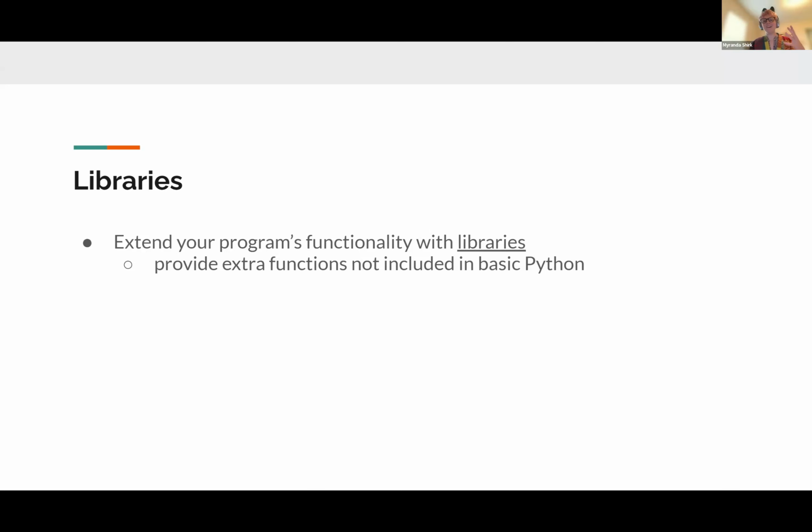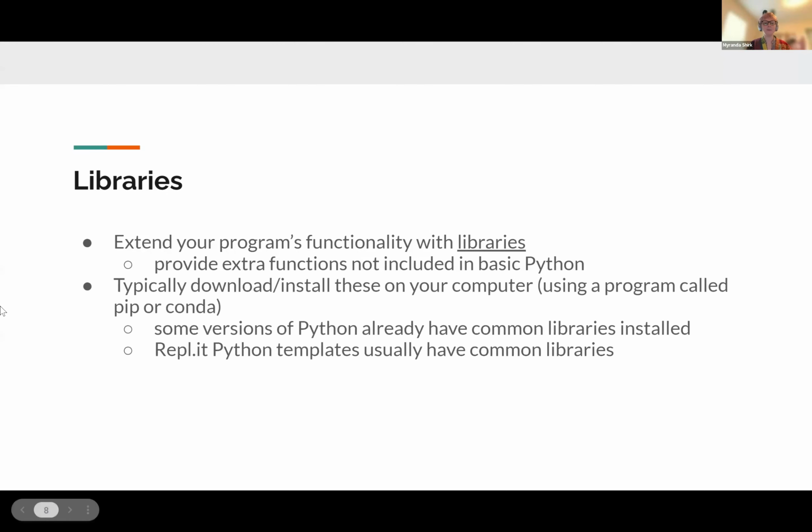So anyway, these are ways to extend your program's functionality. You can think of them like mods for a game. If you're not a gamer, just think of it like being able to use code that someone else has written to make your life easier. You typically will download and install these on your computer using a program called pip or conda. And once they're installed, you can start using them in your own Python software.